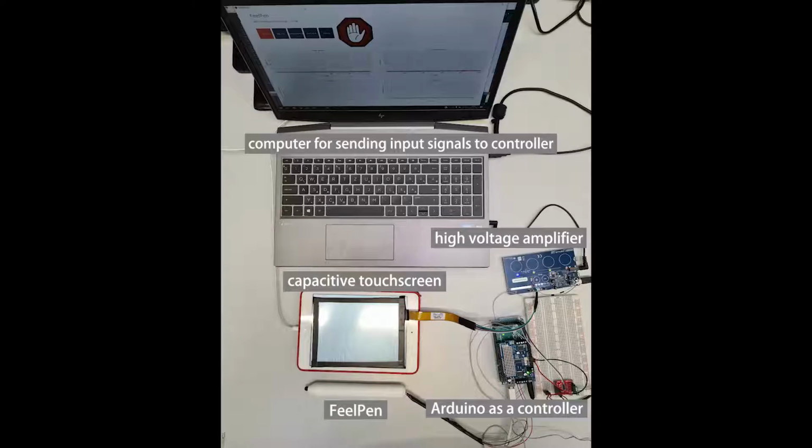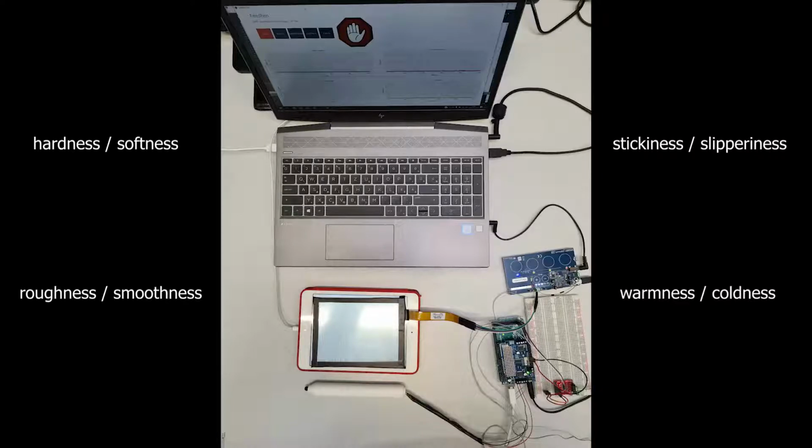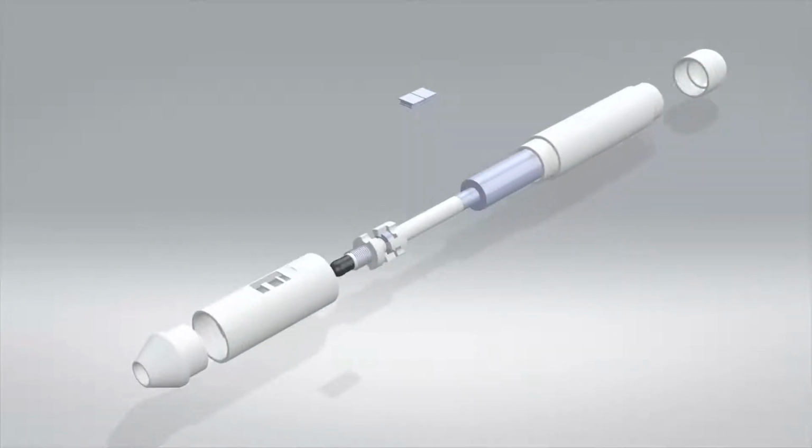Here we demonstrate FeelPen, a stylus that can convey sensations for four major tactile dimensions: hardness/softness, roughness/smoothness, stickiness/slipperiness, and warmness/coldness. FeelPen consists of various actuators placed in a 3D printed cylindrical plastic housing.